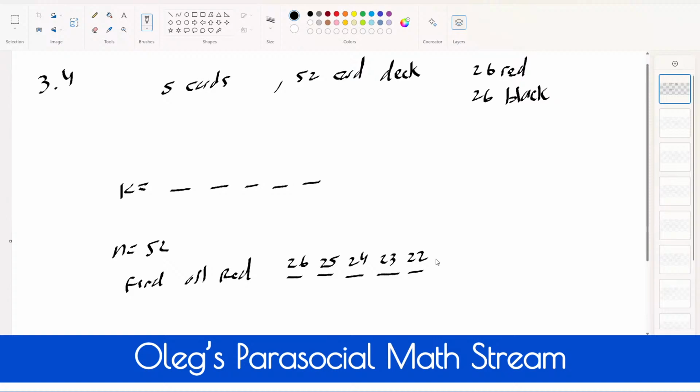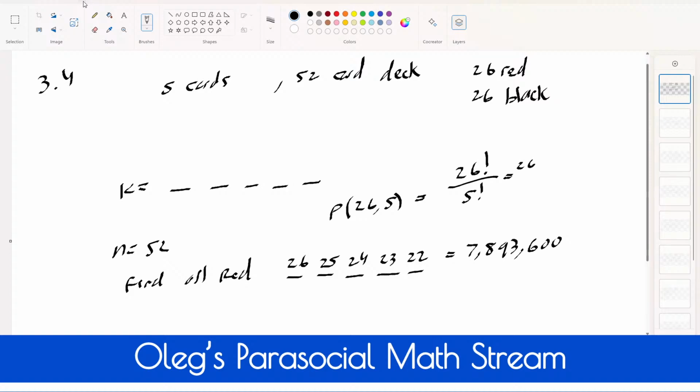And we just multiply that out. That is 7,893,600. And then also P(26, 5), which is also equal to 26 factorial over 21 factorial. So if we were to break this up, that would be like this.